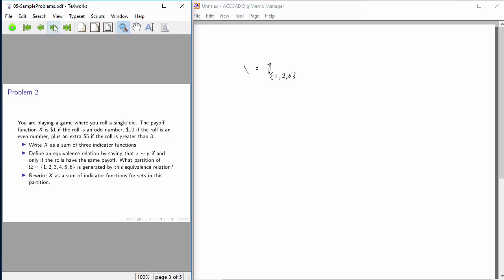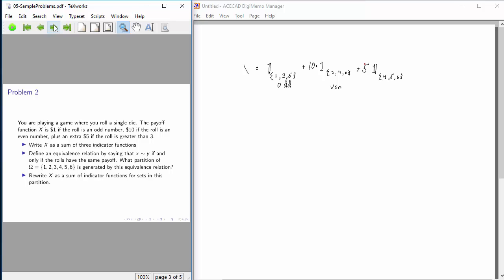You get $10 if the roll is an even number. So I take the indicator function for the even numbers and multiply it by 10. So this takes care of the odd numbers. This takes care of the even numbers. And then there's a bonus of $5 if the number is greater than 3. So I'll make the indicator function for 4, 5, and 6 and multiply it by 5. So that's a nice way of expressing this simple random variable x as a sum of indicator functions.